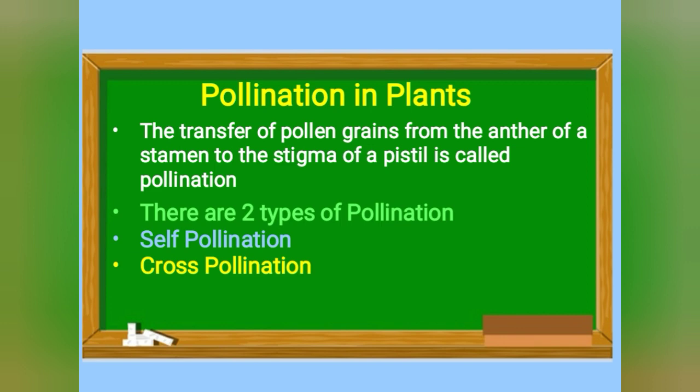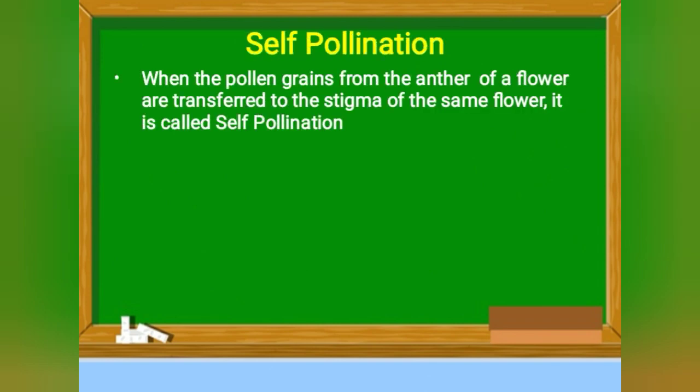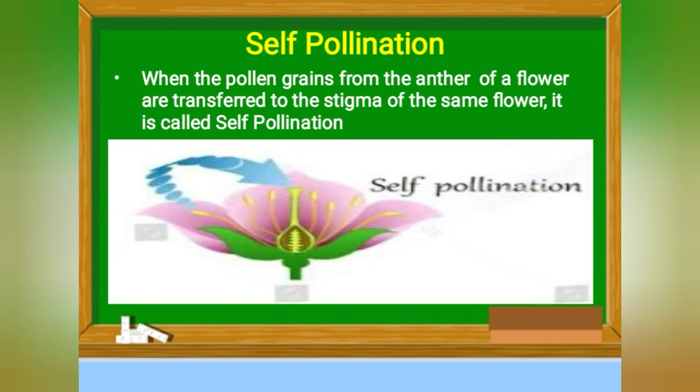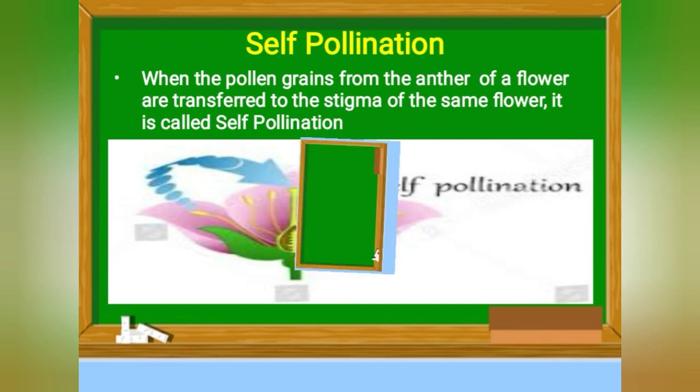There are two types of pollination, self-pollination and cross-pollination. Self-pollination. When the pollen grains from the anther of a flower are transferred to the stigma of the same flower, it is called self-pollination.